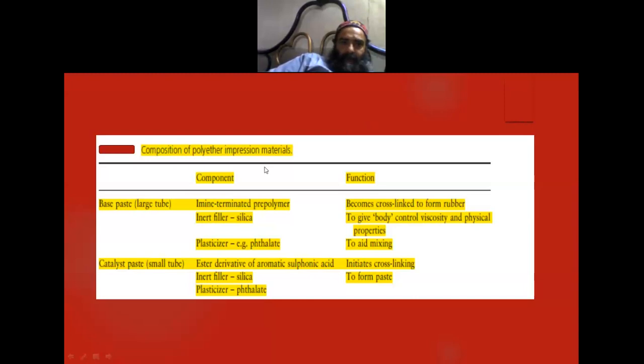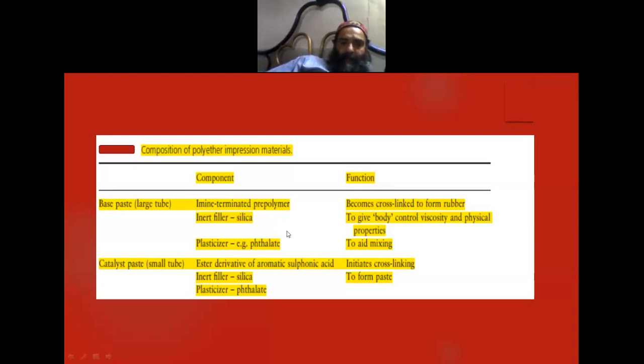So composition is base paste, large tube, amine terminated prepolymer becomes cross linked to form rubber, inert filler, usually silica to give body control, viscosity, and physical properties like previously. And plasticizer is phthalate. And it's add mixing. Plasticizer.